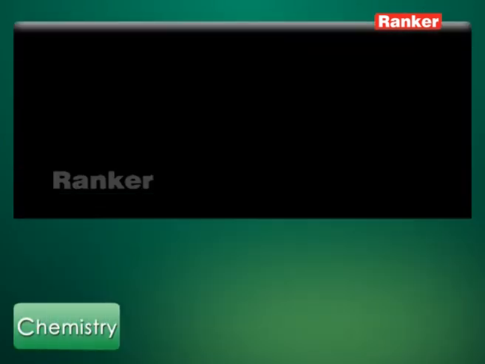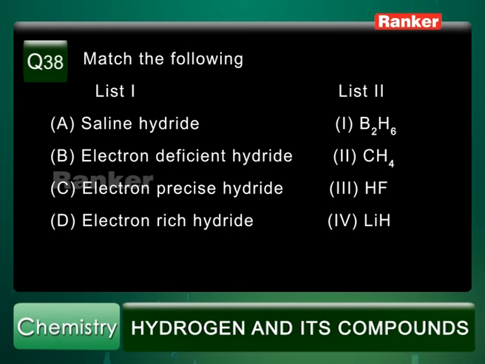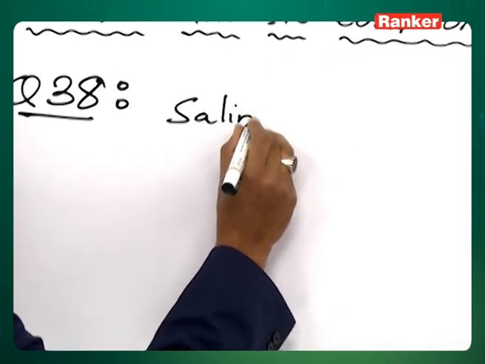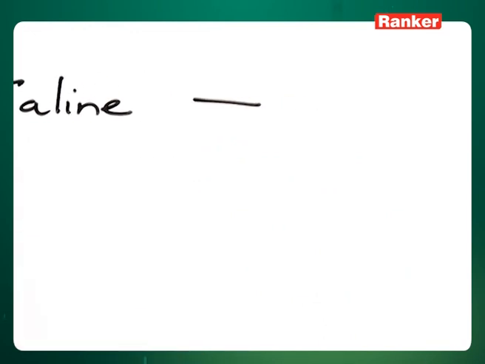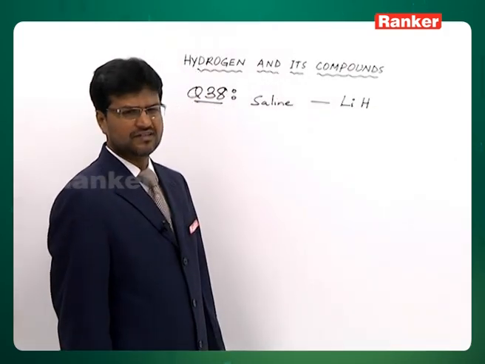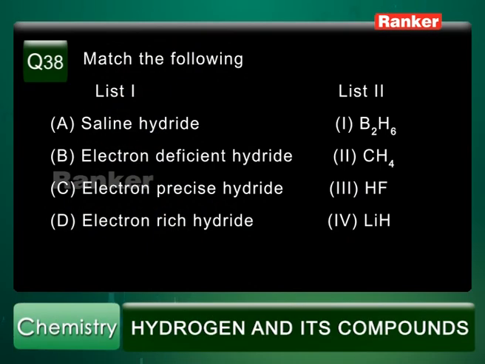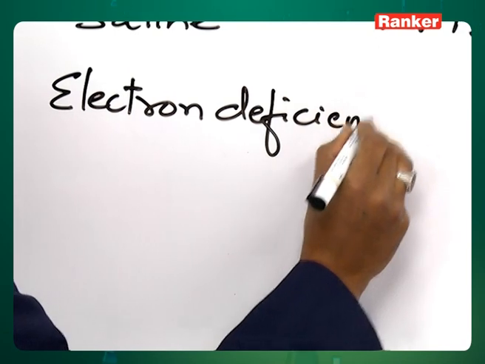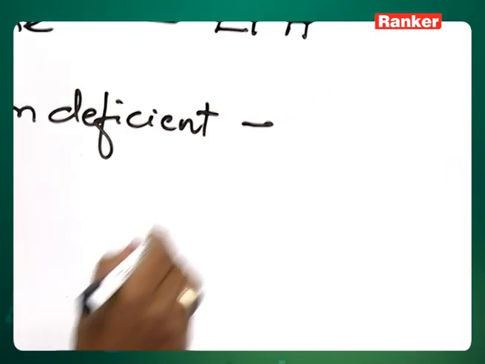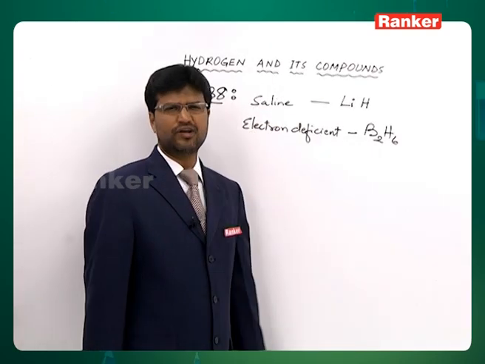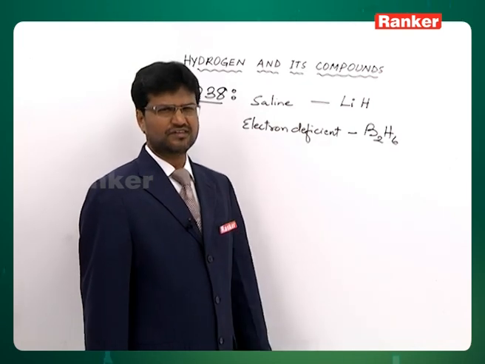Question number 38. We have a list of various types of hydrides, and list 2 has hydrides. We need to match with appropriate type. Look, saline hydride. Ionic hydride is also called as saline hydride, and saline hydride among them is LiH. You know very well that alkali and alkaline earth metals form saline hydrides. Then electron deficient hydride. Electron deficient hydride among them is B2H6. Diborane is an electron deficient hydride. You cannot write Lewis structure for diborane using the available number of electrons. So, it is electron deficient.